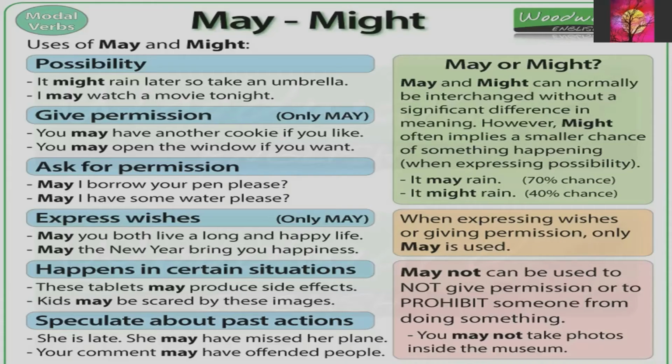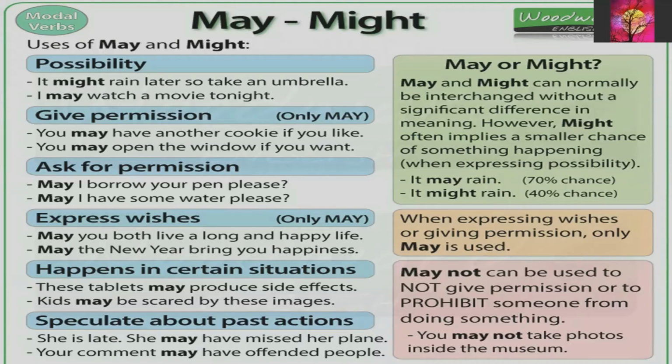Now, when you are asking for permission, again you use only may. Here you cannot use might. So you can say, may I borrow your pen, please? May I have some water, please? So whenever you are asking for something, use the modal verb may. Again, when you are expressing a wish, you can only use may, not might. For example, may you both live a long and happy life. May the new year bring happiness into your life. So the word may is used to express a wish.